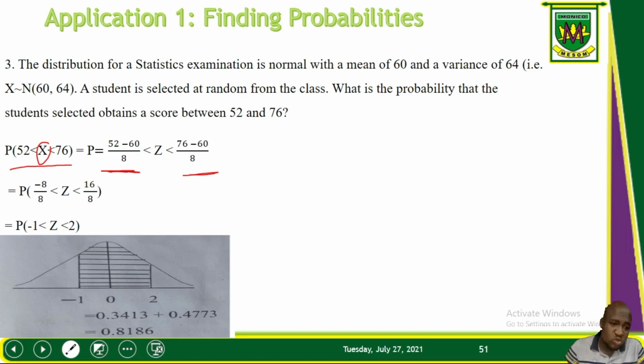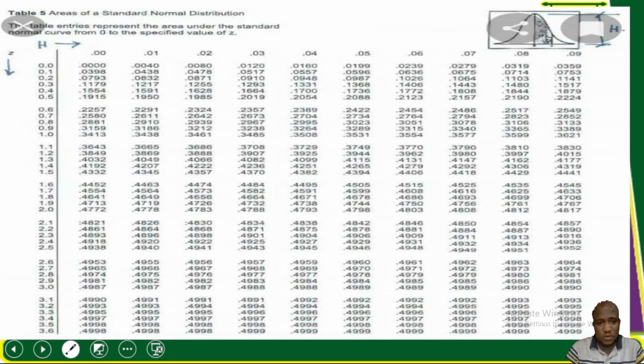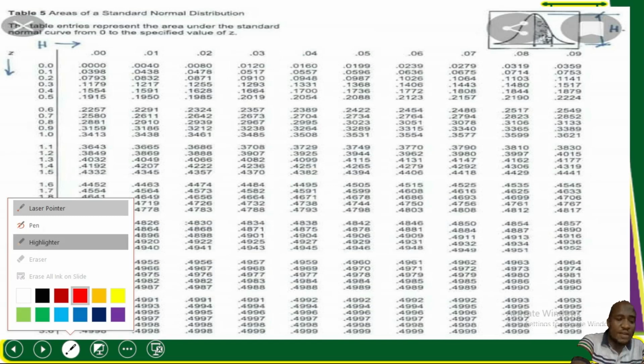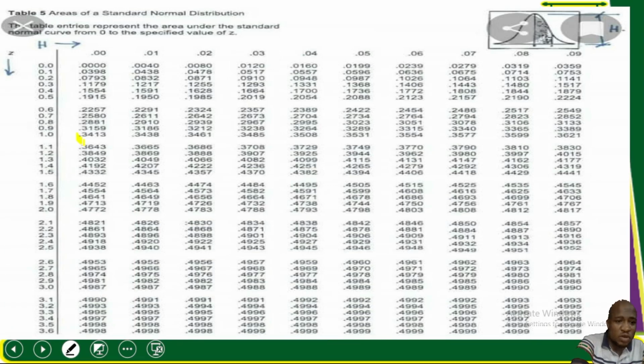And so here what we have to do is to search for the z-score value for negative 1 on the standardized normal distribution table, the summarized table. And we also have to search for 2 on the table. But in our case, we don't have negative 1 on the table, so you will search for 1 on the table. And on the table, the value for 1 will be 0.3413. And the value for 2 will be 0.4772.